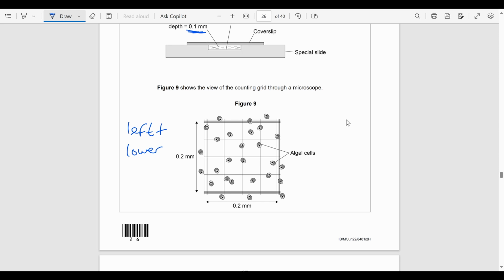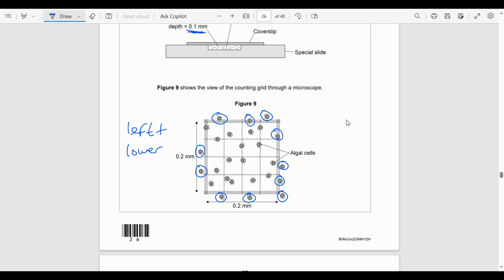So what we can do now is highlight the ones that we should not be counting because these ones are not completely in the grid. So that's 1, 2, 3, 4, 5, 6, 7, and 8 because it's not completely inside. Right, so we can also not use this one, that one, and this one here. Okay, so let's begin our count then.